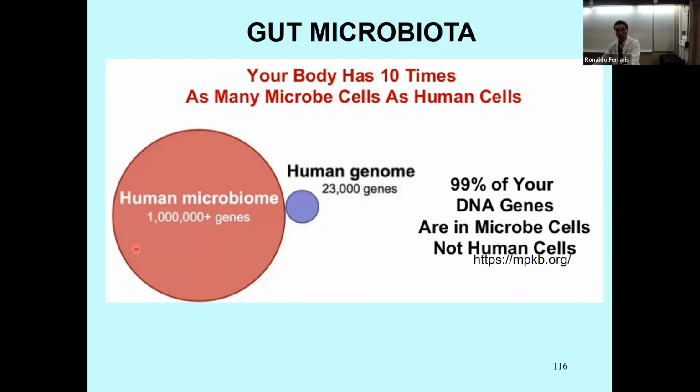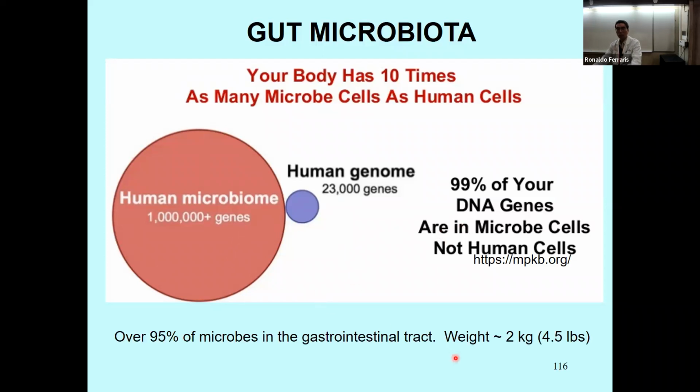So most of the genes that we carry around belong to the gut microbiome. And in fact, most of the microbiome that we have is found in the GI tract. And these microbes weigh about 2 kilos, or about 4 pounds.